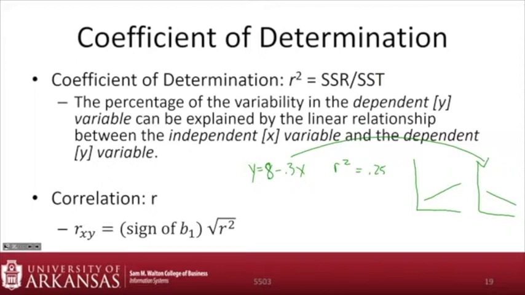Okay. So when you're looking at your correlation, you're given this coefficient of determination, this r squared. But if you want to actually realize which way the variables are related to each other, then you have to look at that sign on your slope.